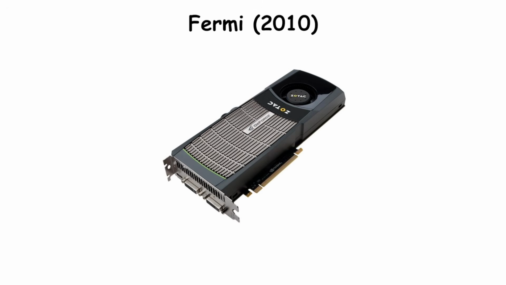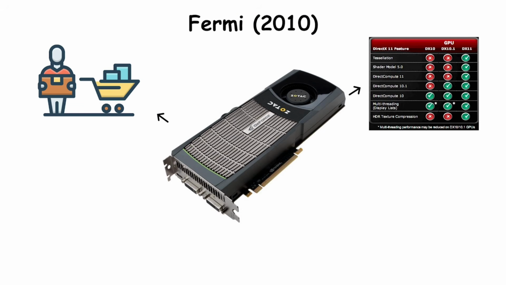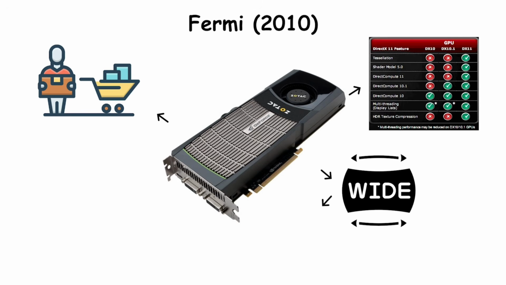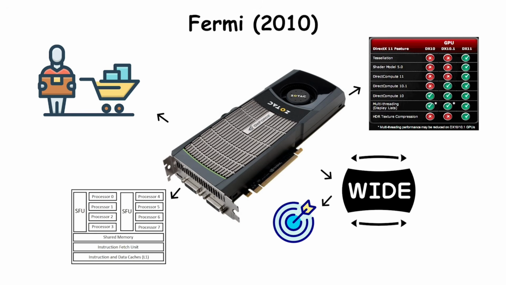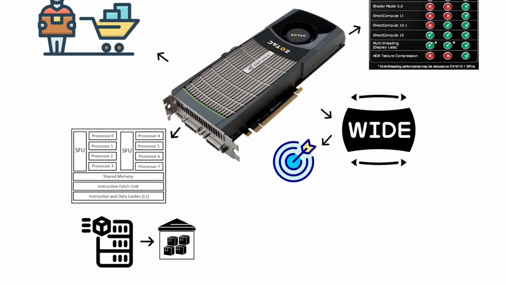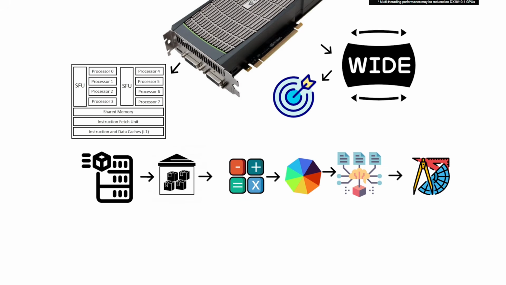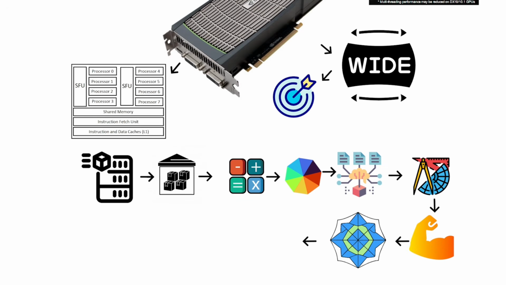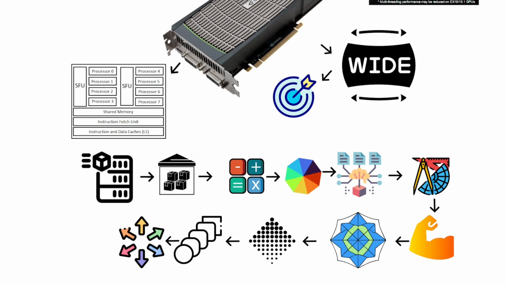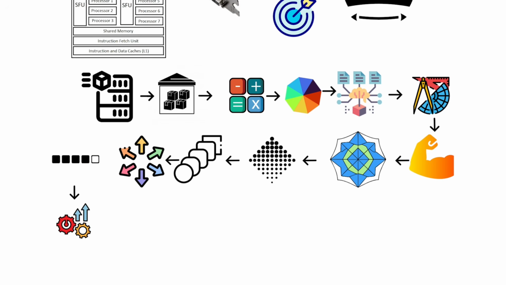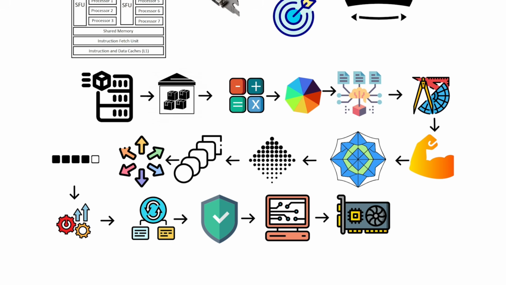Fermi, 2010. Fermi brought full DirectX 11 features and a much wider, more general-purpose design. Each streaming multiprocessor added larger caches, more load store units, and many more arithmetic lanes, so complex shaders and compute kernels ran faster. Geometry stages were strengthened to push more tessellation, and raster and blending blocks were expanded for higher fill rate. Fermi also improved context switching and error protection to make general computing on the graphics card more reliable. These changes made the graphics card better at both games and parallel computing.